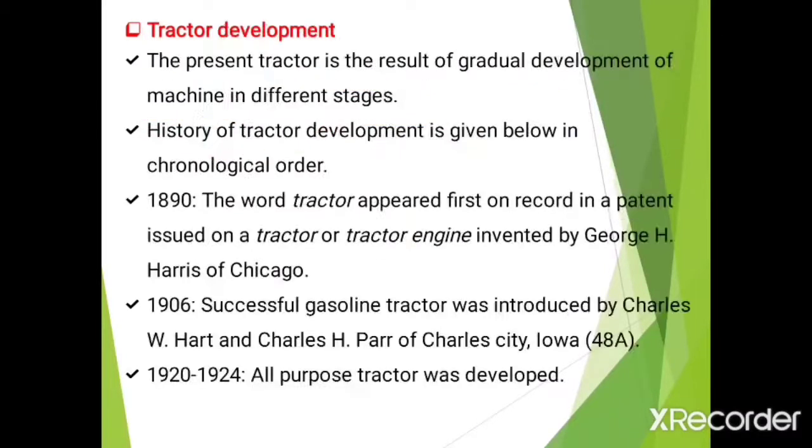Now tractor development. This is the short history of tractor development. The present tractor is the result of gradual development of machines in different stages. So let's see the history of tractor development. In 1980, the word tractor first appeared on record in the patent issued on the tractor engine, invented by George H. Harris of Chicago.